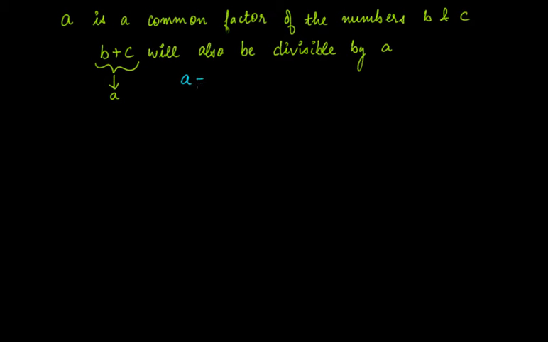Okay, so if I have to explain with a real-time example, say A is 2, B is 8 and C is 16. So clearly A is 2 and therefore 2 is a factor of 8 and 2 is also a factor of 16. Therefore 2 is a common factor of 8 and 16. Now if you add B plus C, that will be 8 plus 16 and that will come to 24.